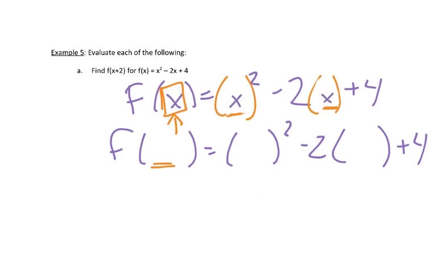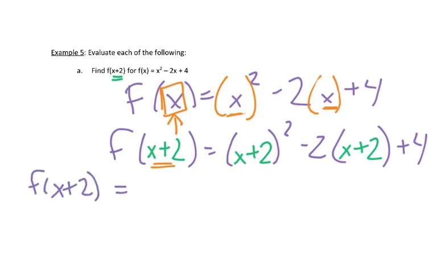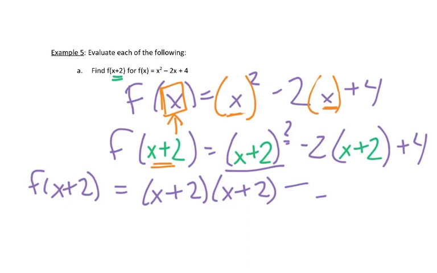So in this case, we're putting in x plus 2. So we have x plus 2 in parentheses squared minus 2 times x plus 2 plus 4. And we need to simplify that. So the first thing we need to do is recognize that this, when we have it squared, really means x plus 2 times x plus 2. I'll just copy the rest of it for a second.